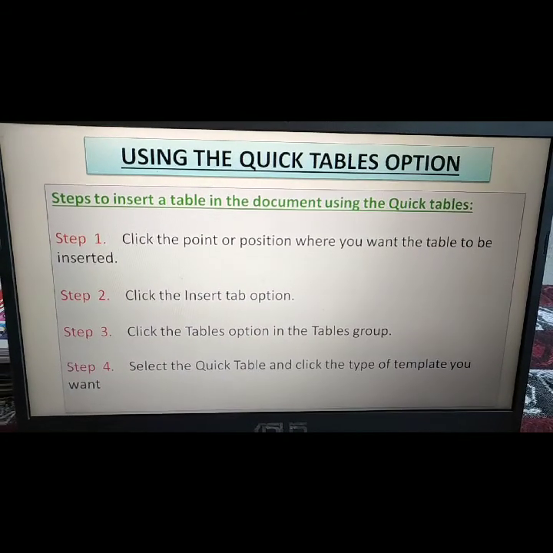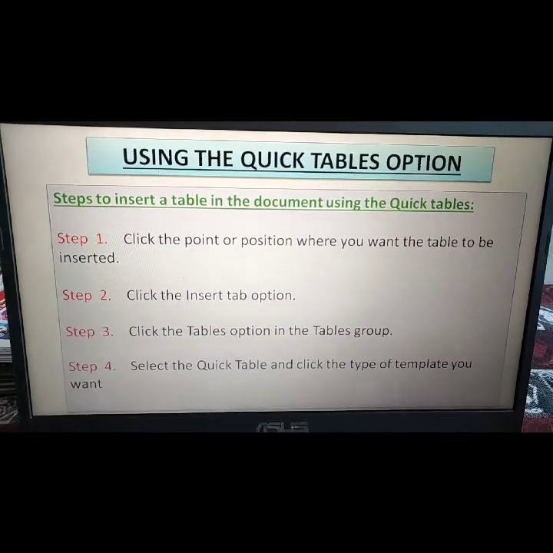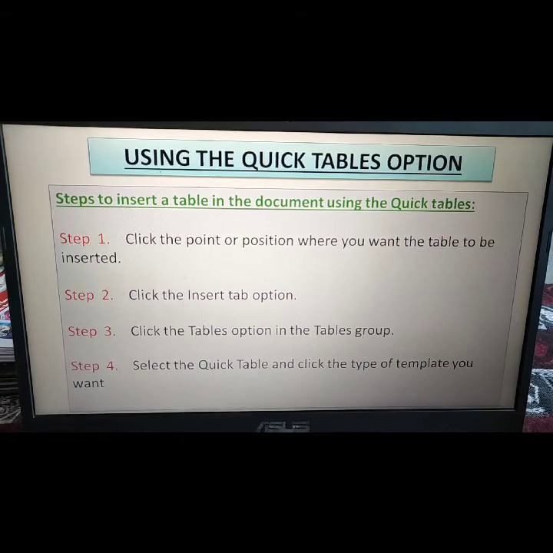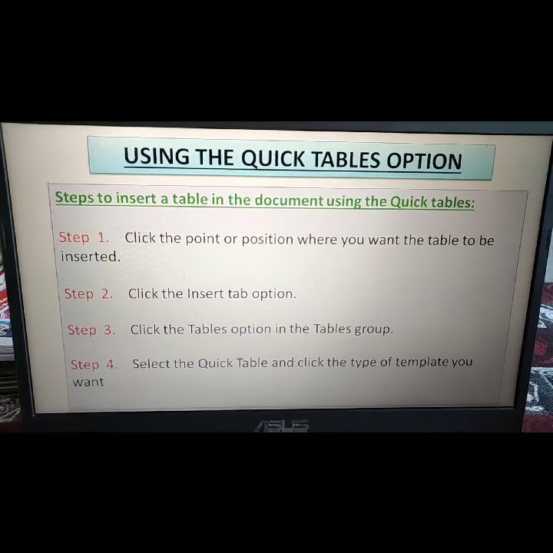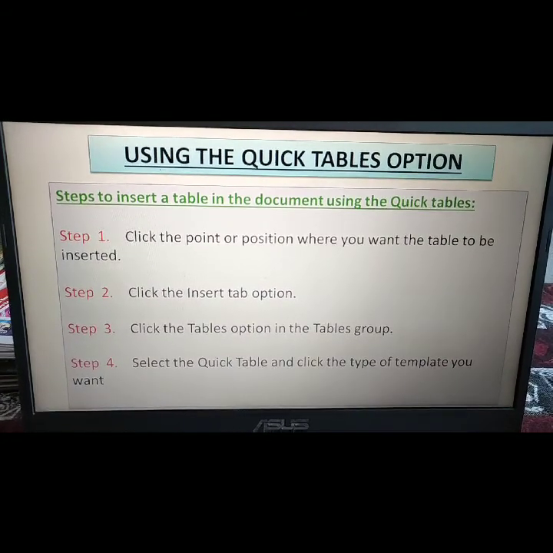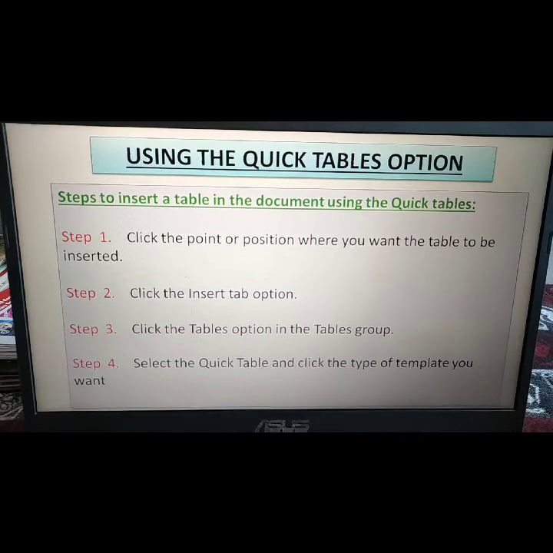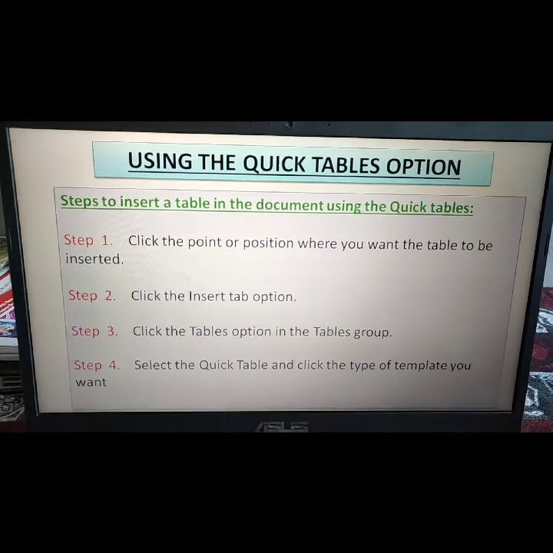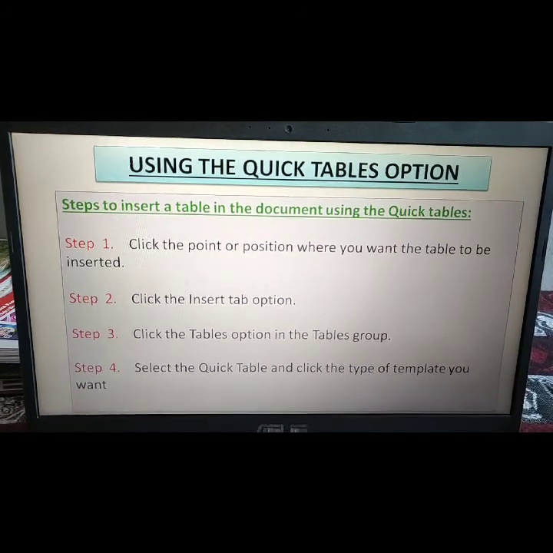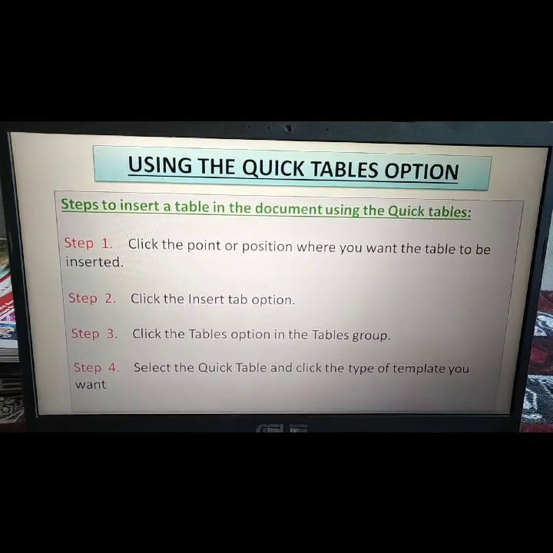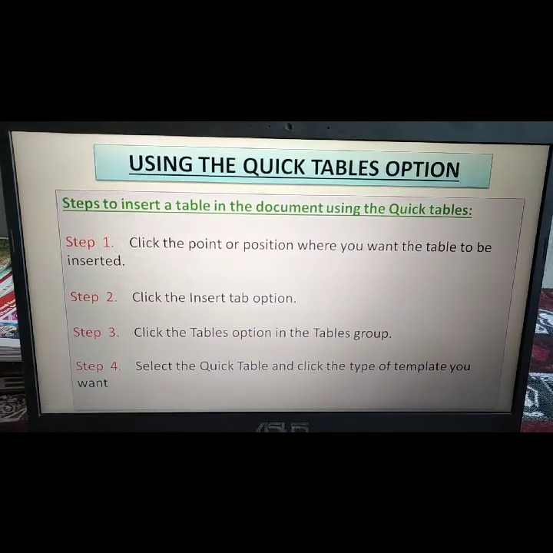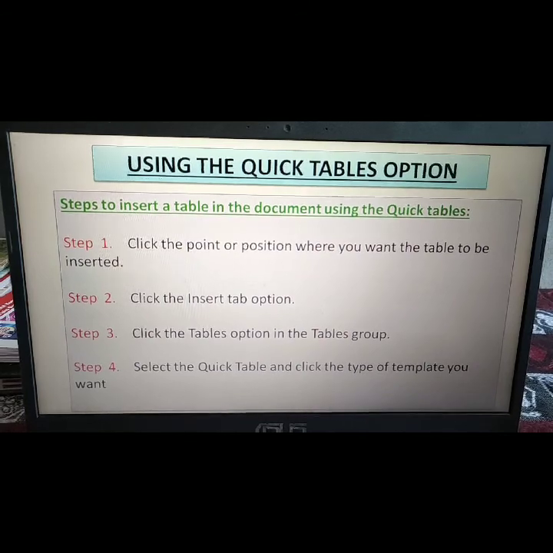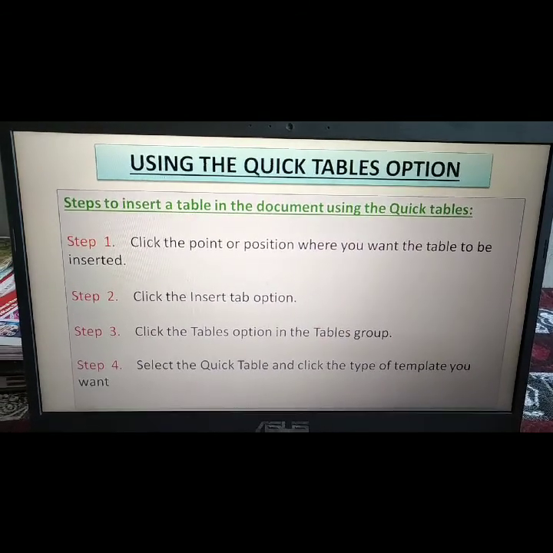Now we will learn the steps, by using the quick tables, how we insert a table in the document. There are 4 steps. Okay, step 1 is click the point or position where you want the table to be inserted. Step 2 is click the insert tab option. Step 3 is click the tables option in the tables group. Step 4 is select the quick table and click the type of template you want.